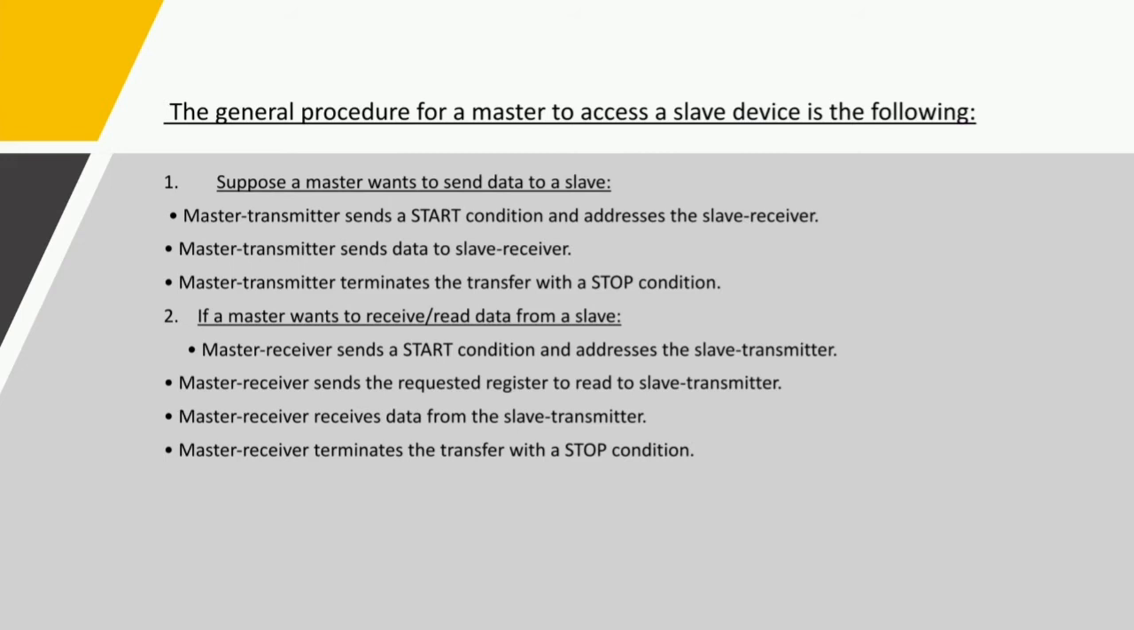However, if a master wants to receive or read data from a slave, the master receiver sends a start condition and addresses to the slave transmitter. Then the master receiver sends the requested register to read to slave transmitter. A master receiver receives data from the slave transmitter and then terminates the transfer with a stop condition. Hence, after learning about the I2C bus and its working, let us know its specifications.